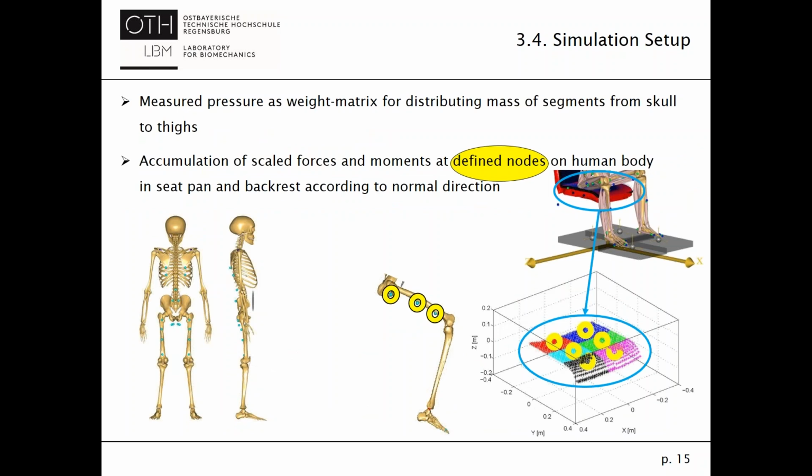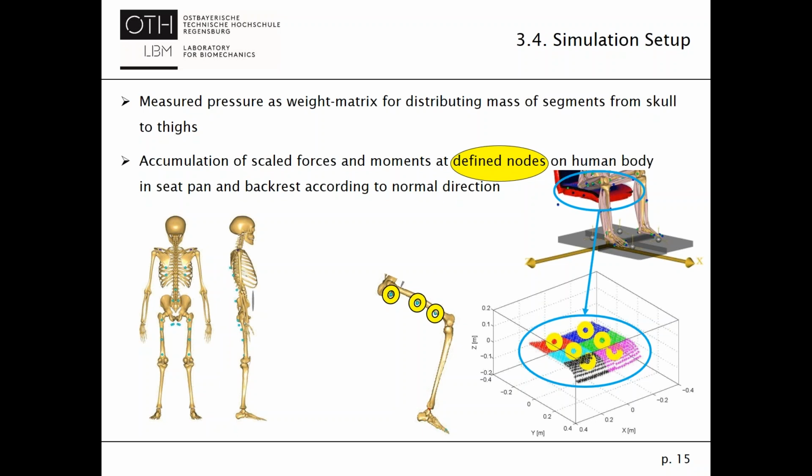The pressure matrix is in our work only a weight function for distributing the segment masses from the skull to the thighs. And what we do now, we define some nodes on the human body. Those nodes here. On these nodes we will insert the forces and the moments which we measured in the experiment. In the buttocks we have 12 nodes, and in the human back we have 7 nodes.